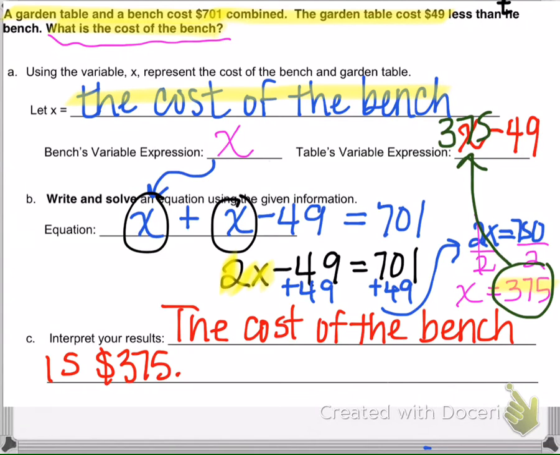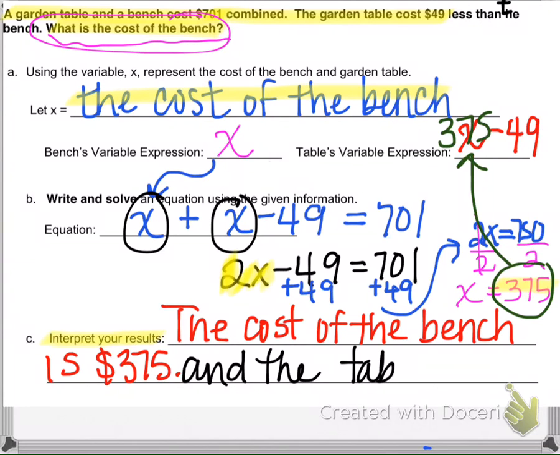So down here in part C it says to interpret our results. Well, in the original problem we were only asked to find the cost of the bench. Now it wouldn't be wrong to also put the cost of the bench is 375 and the table is 326. We could add that to the problem, to our explanation.